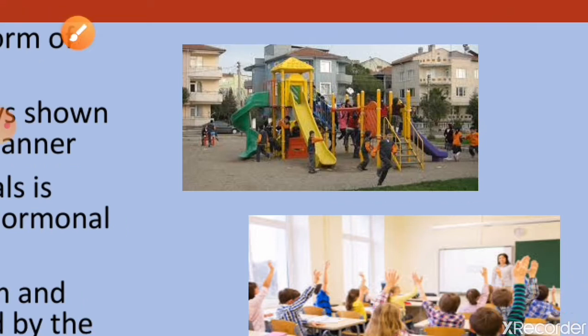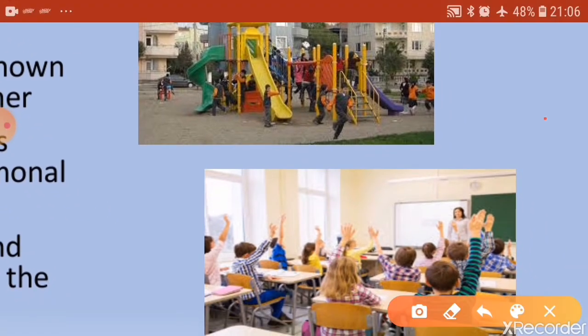But then the moment you come to the classroom, the responses and the kind of movement shown by you in the classroom will not be the same as how you behave in the ground. When you are there in the field, if you have to pass any information to your friend, how will you pass it? By shouting, by telling loudly.